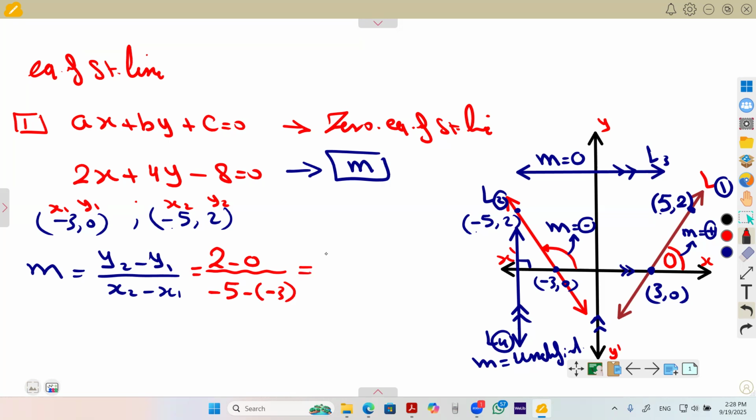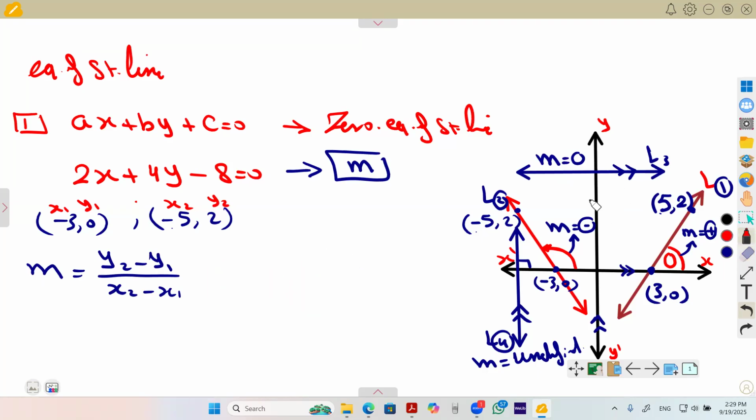Okay? You will get what? You get 2 over -2. 2 over -2 gives you -1. So it's like I said, if we have an obtuse angle, the slope is negative, right? What about L3?